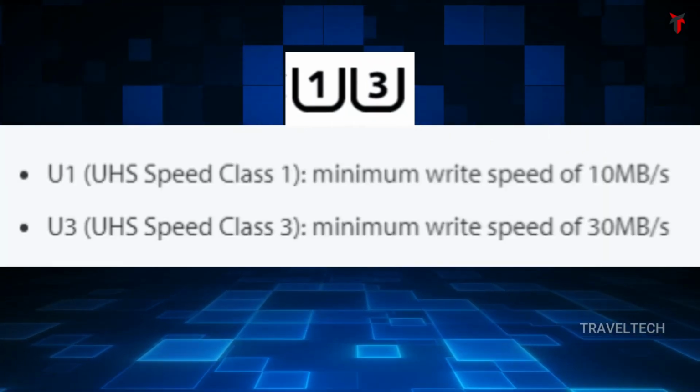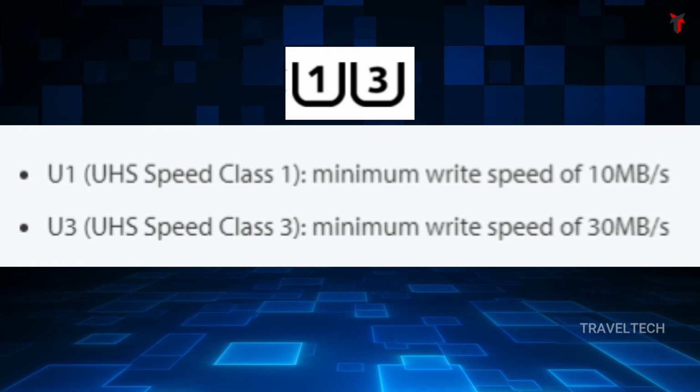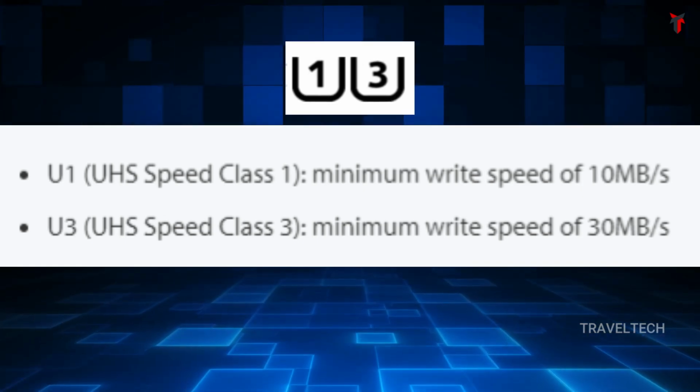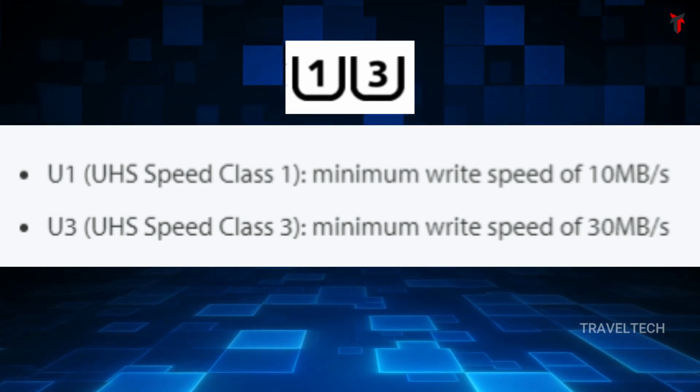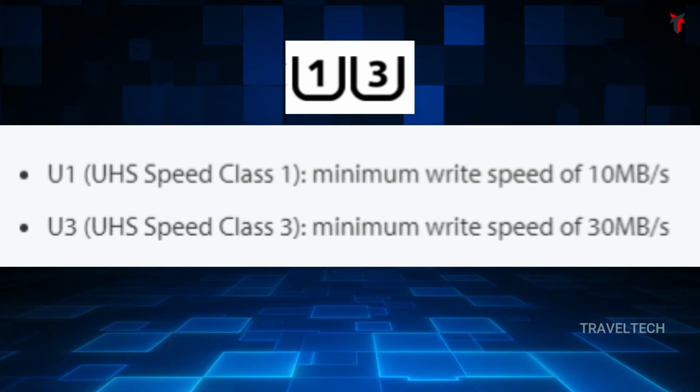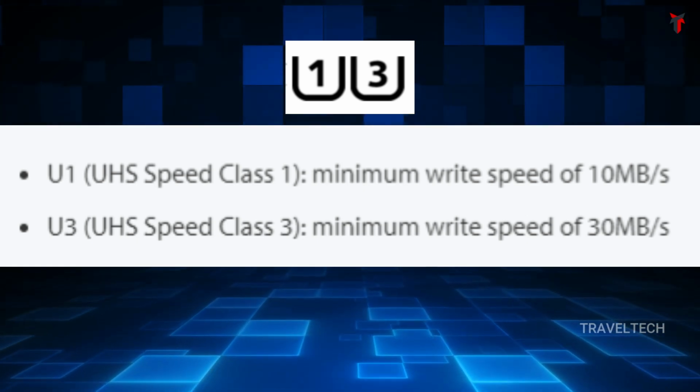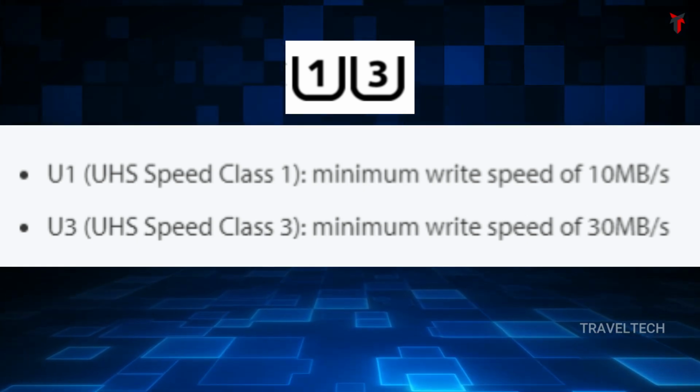U1 means it is UHS speed class 1, which means it has a minimum write speed of 10 MB per second. U3 stands for UHS speed class 3, and this means it has a minimum write speed of 30 MB per second. That's it. Two simple subdivisions within the UHS speed class. So the card must be either a U1 or a U3. Most commonly used is the U1 speed class.